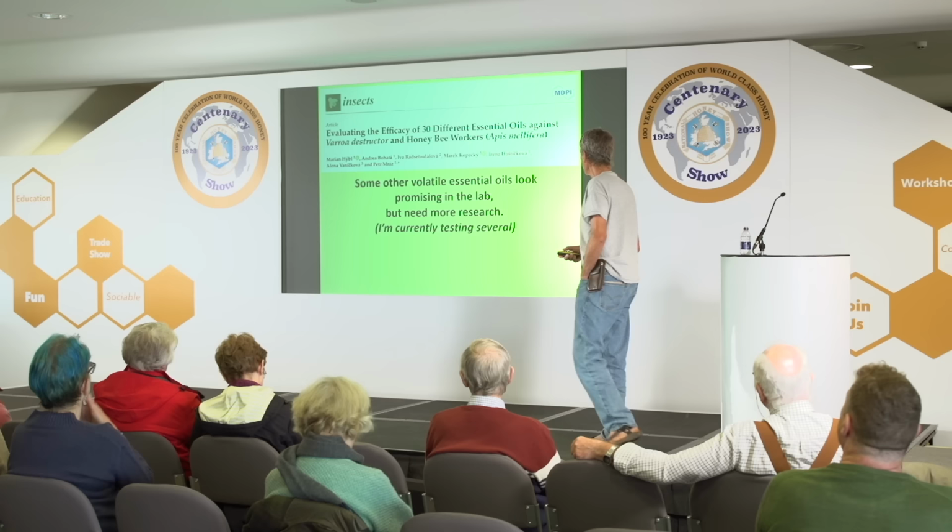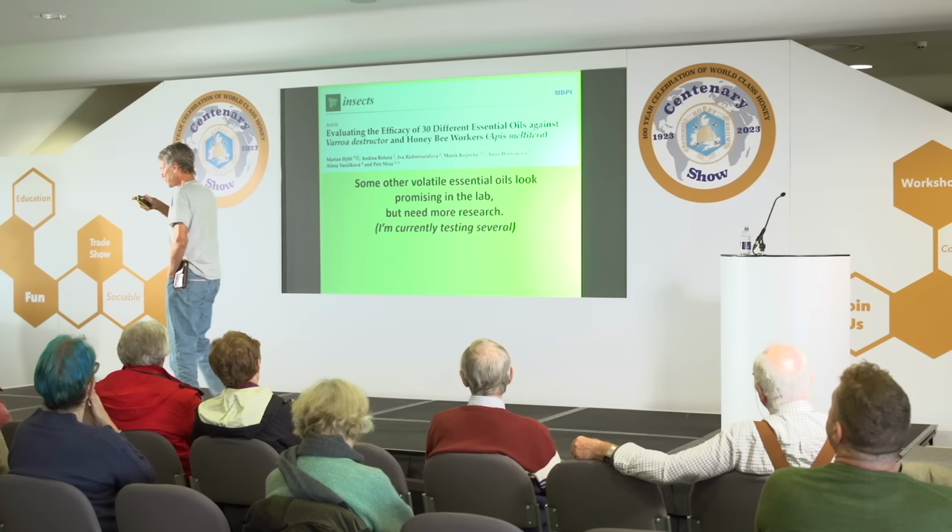There are other essential oils that have good selectivity ratios. So selectivity ratio means, what's the difference between the dose that will kill mites versus the dose that will kill bees? If it's 1-to-1, it doesn't help you. If it's the same dose, you're going to kill your bees along with the mites. So you want to find a selectivity ratio of 5-to-1 if possible. That means a margin of safety of 5. So it takes 5 times as much to kill the bees as it does to kill the mites.